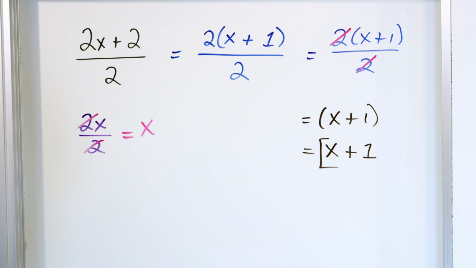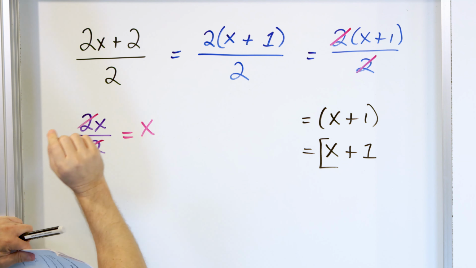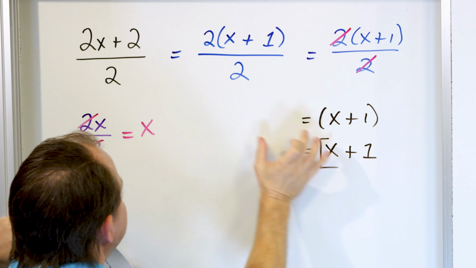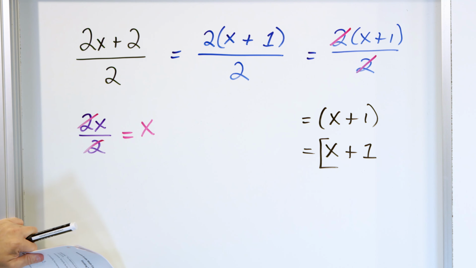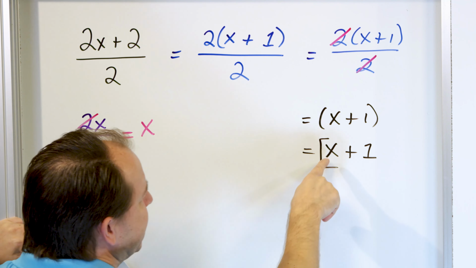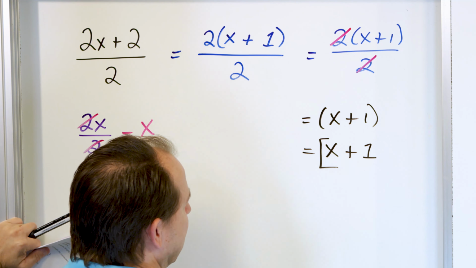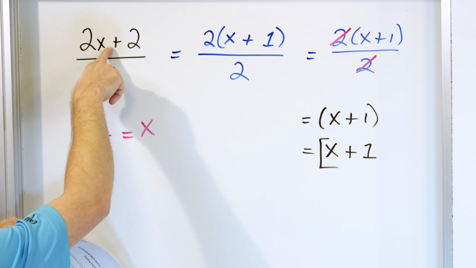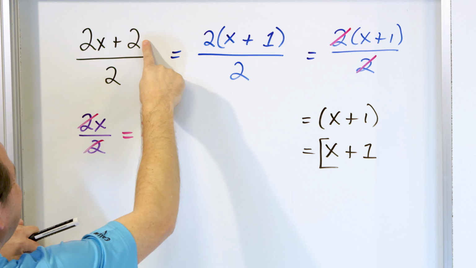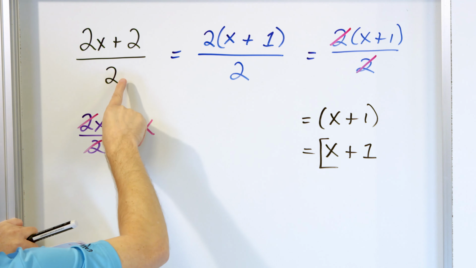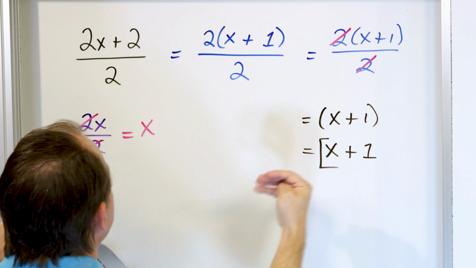Now, what does this actually mean? It means that even though this looks completely different than this, these two things are the same. Just like fractions can look different and be the same thing. How can we check it? Let's put a number in for x. Let's put in 3. So 3 plus 1 is 4. Now let's put in 3 here. Well, if I put 3 in here, 2 times 3 is 6, and then 6 plus 2 is 8. So I have 8 on the top and 8 divided by 2, it's 4. If I put a 3 in there, 3 plus 1 is 4. So I get the same thing.